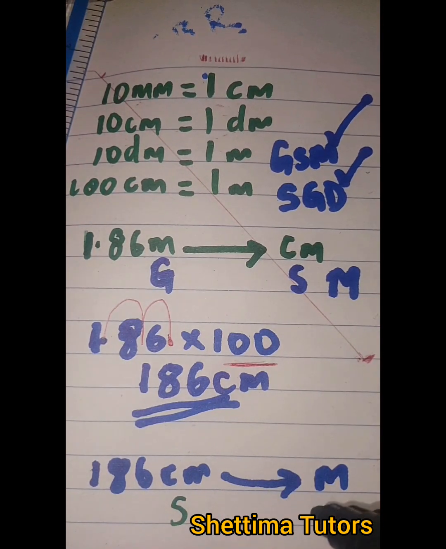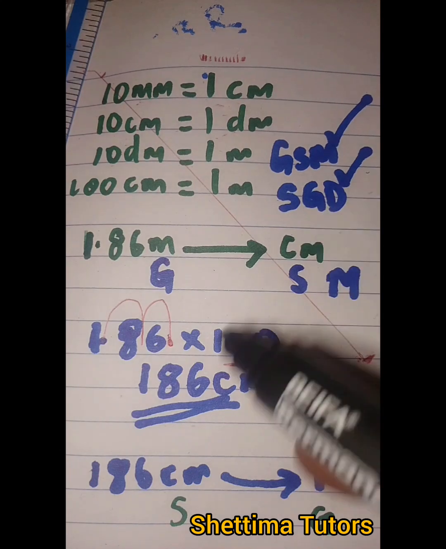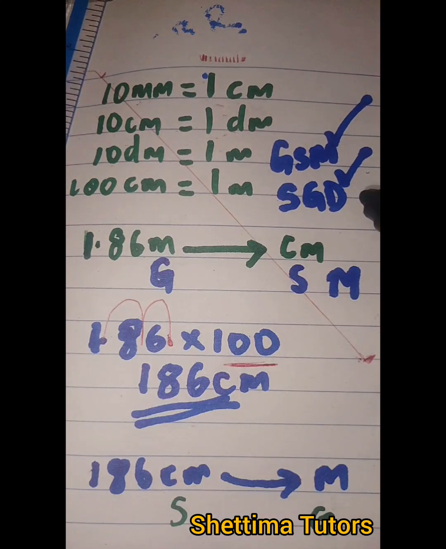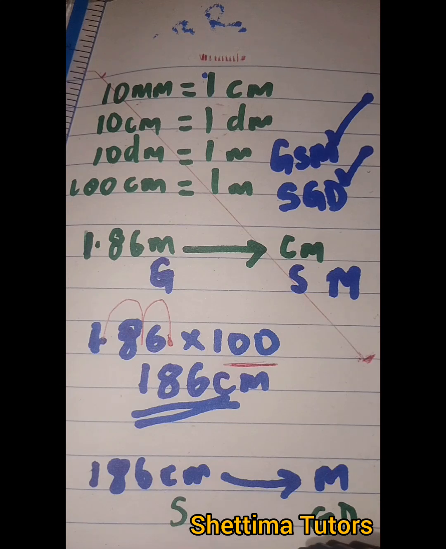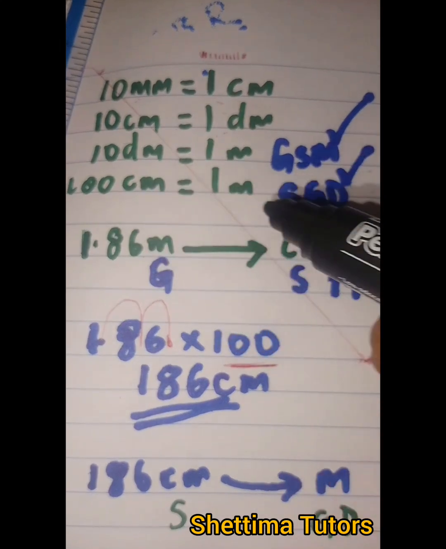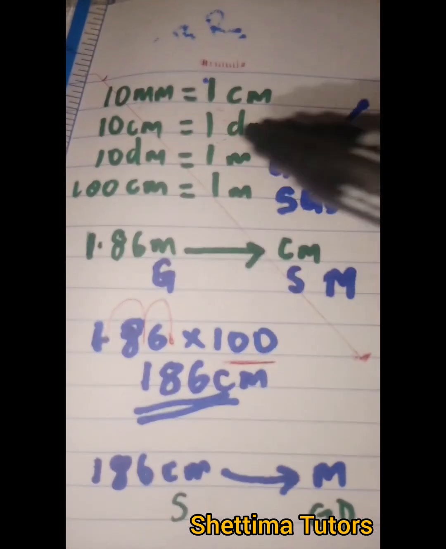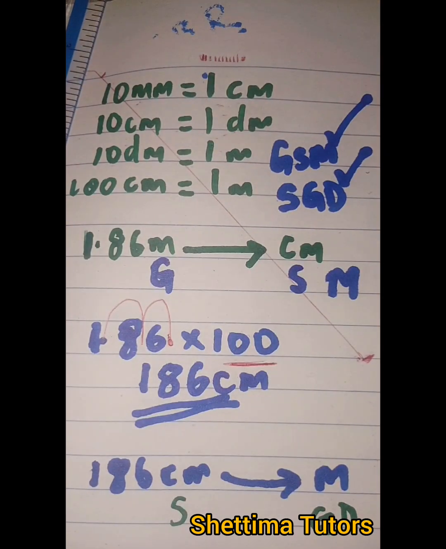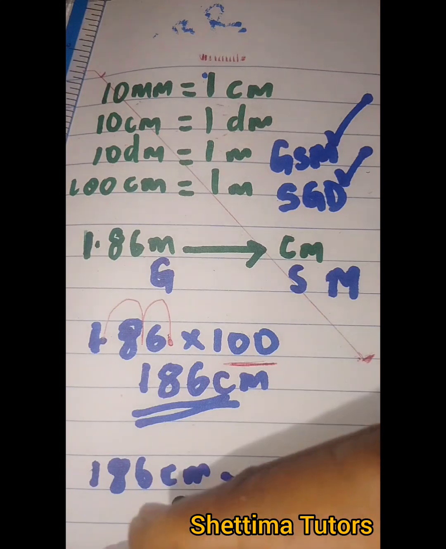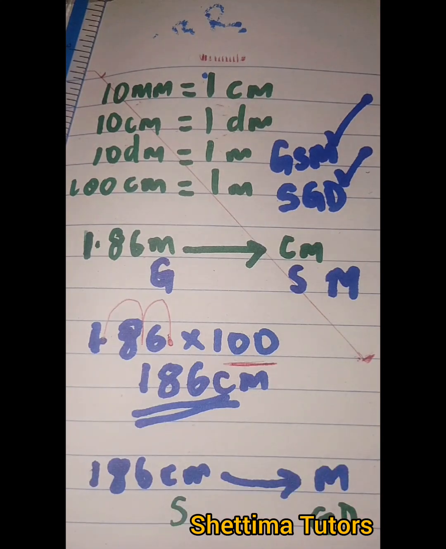And remember, we said when you have small SG, it must end in D. So it's D. SGD. From smaller to greater, you divide. So that means that 186 centimeters to meters is going to be divided. But how many centimeters make 1 meter? You know that 100 centimeters make 1 meter. You must know these. So that means we're going to divide by 100. So this is going to be 186 divided by 100.